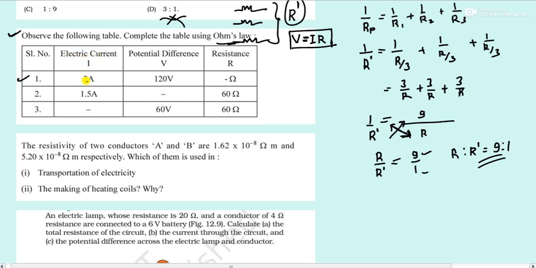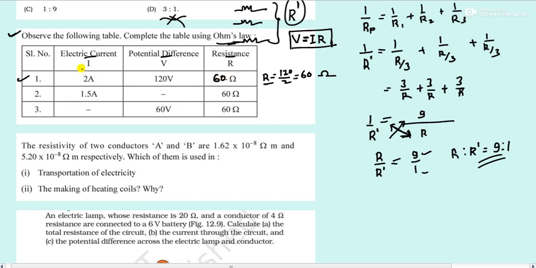In the series, if you see, current is given, potential difference R is unknown. So use this formula. What will be R? If I use this, R will be V by I, correct? V is 120 by I is how much? 2. So this is 60, resistance is in ohm. So the answer is 60 ohm.